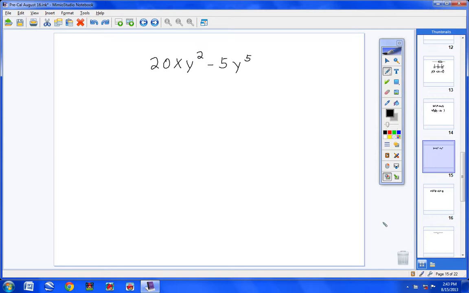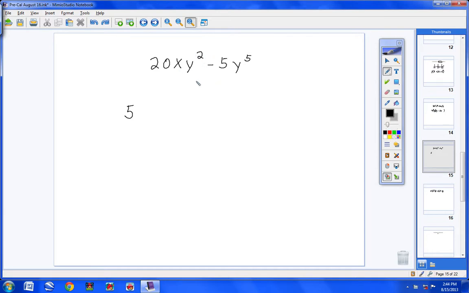Hopefully it is. All right, now let's go ahead and factor out what's common here in this expression. I have a coefficient of 20 and a coefficient of negative 5. So I say to myself, what's the biggest number that goes into both of those? Well, obviously it's 5. Now look at your variables. Notice you have an x in this term, but you do not have an x in this term. So don't pull out an x. You can only pull out what's common in both of these terms.